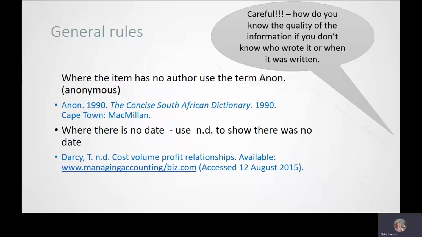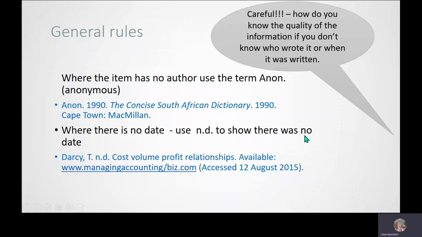Okay, just a couple of general rules. If the item you're referencing doesn't have an author, you can use the term anon, which is short for anonymous. You see in this example here, anon 1990. And likewise, if there is no date or you can't find a date, you have to use the term N full stop, D full stop to show there was no date. You actually can't just omit things when you're referencing. Just because you can't find it, you can't just not include it. There are certain rules that you would have to follow.